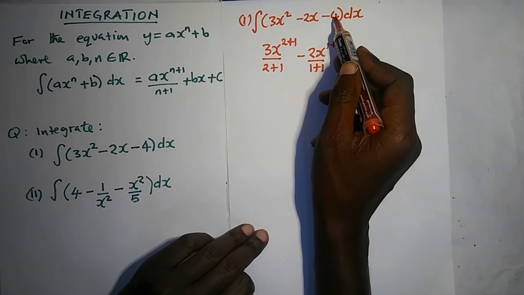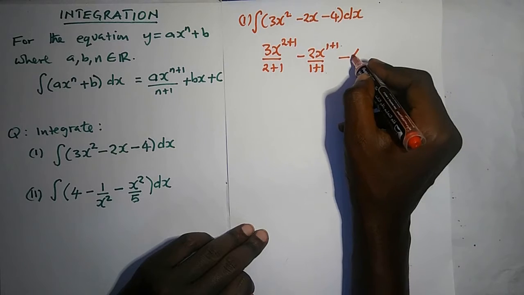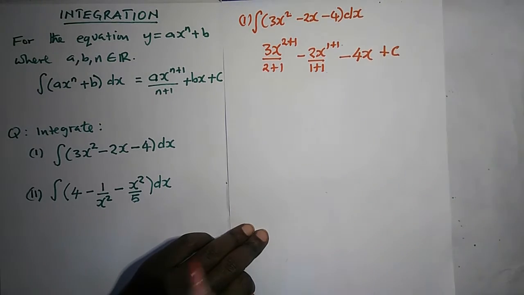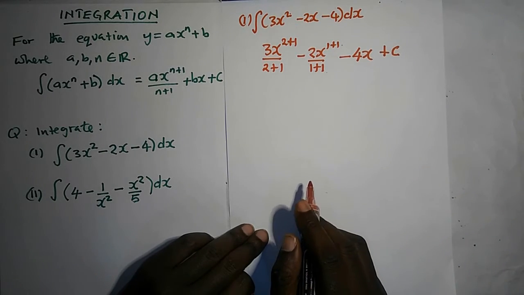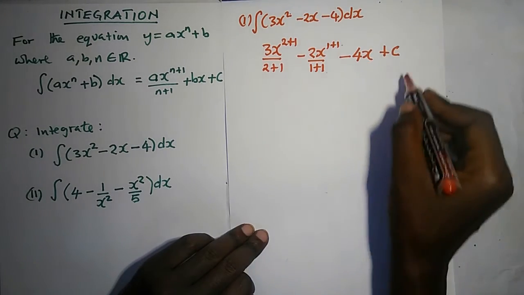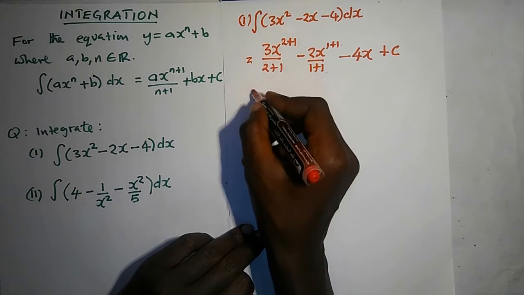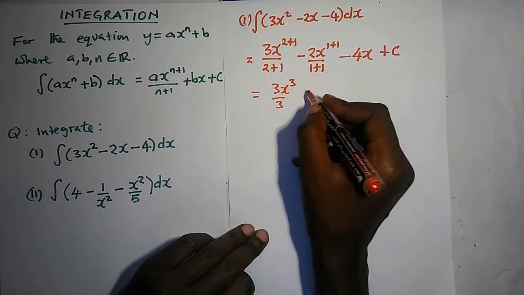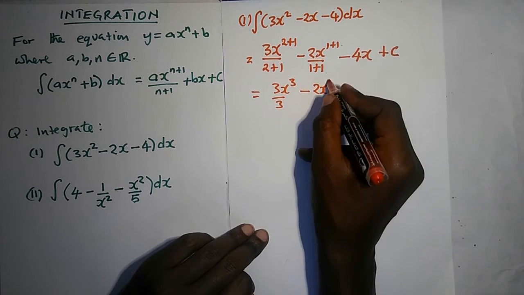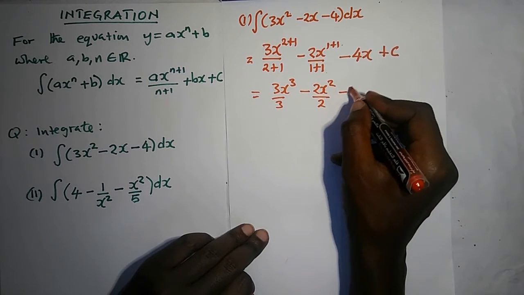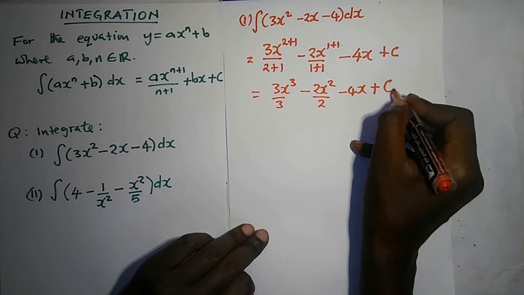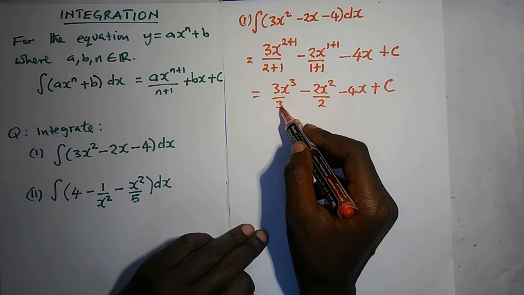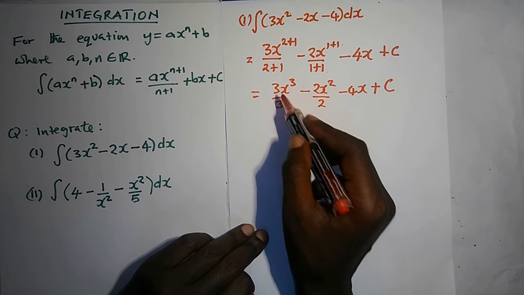Minus the 4 is a constant, it has no x. So here you just introduce an x, plus c. C you just put it there because it's the constant of integration. And then you simplify what you have here. So we are going to have 3x to the power 3 over 3 minus 2x squared over 2 minus 4x plus c.